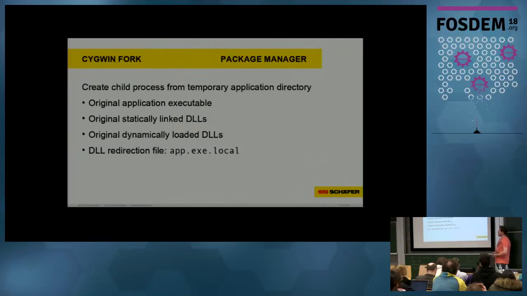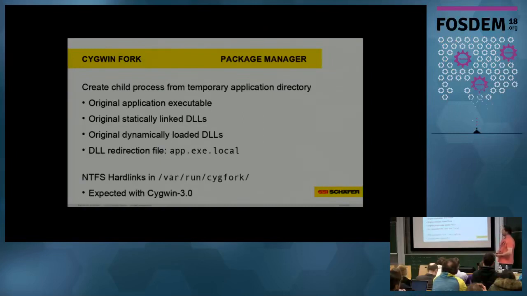So this forces Windows to load the DLLs necessary for the application from the very directory where the .local file is residing. In detail, this temporary application directory resides in the var/run/cygfork directory, and the original binaries are provided there as NTFS hard links. These patches are expected to be released as Cygwin 3.0, because the Cygwin developers find this is a new feature worth bumping the major release number.